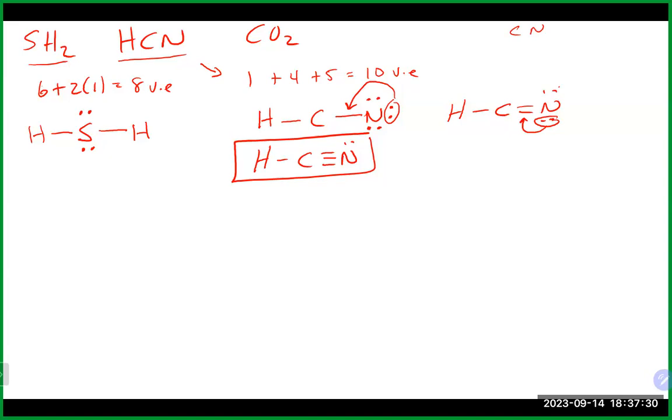Now the carbon in the middle has 8 electrons, 6 from the triple bond on one side and 2 for the single bond on the other. And the nitrogen still has 8 electrons, again, 6 from the triple bond and 2 from the lone pair there. Any questions on that one there?